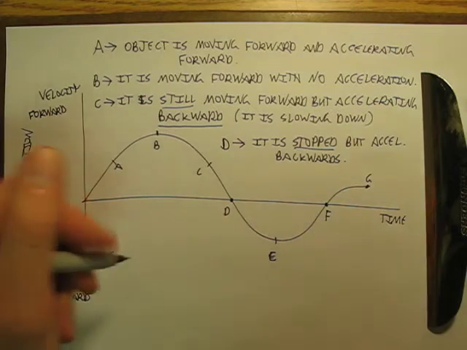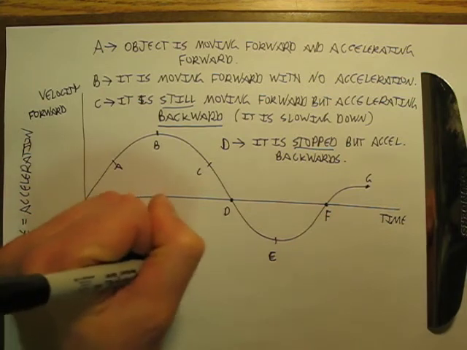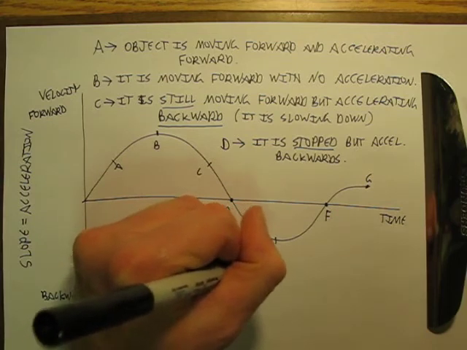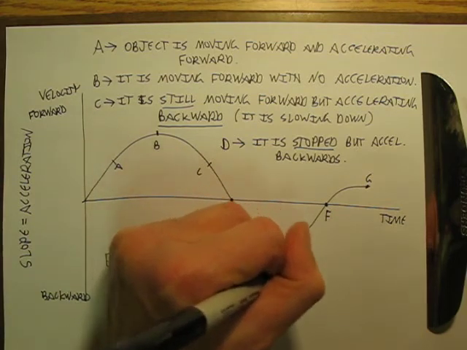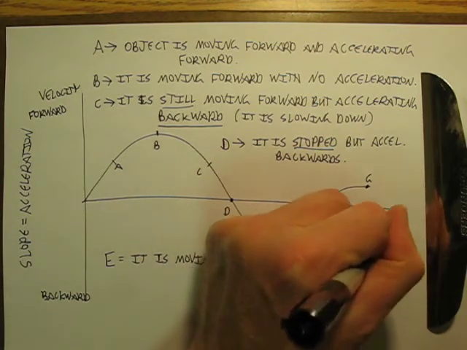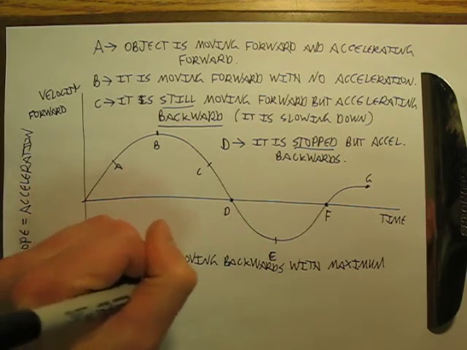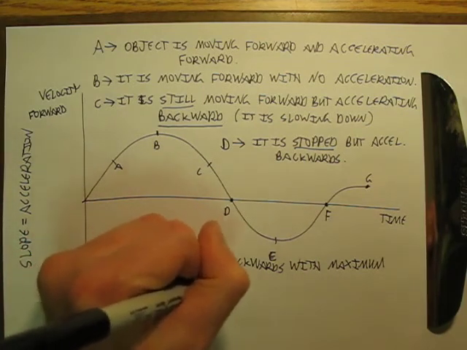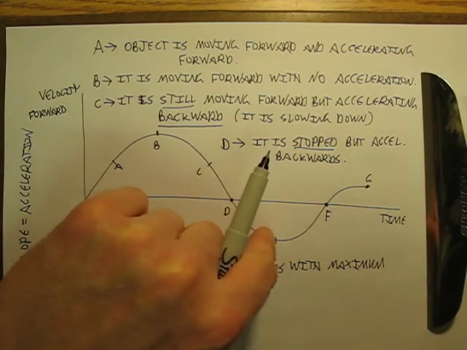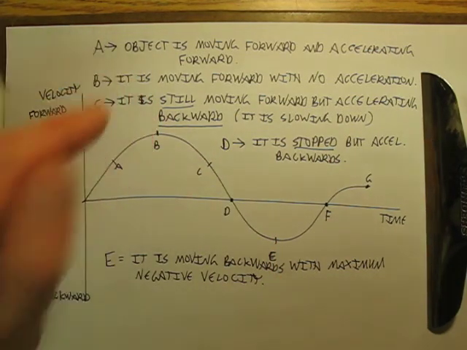At E, it is moving backwards with maximum negative velocity. This is the place where it's moving back as fast as possible. This is the place where it's moving forward as much as possible.